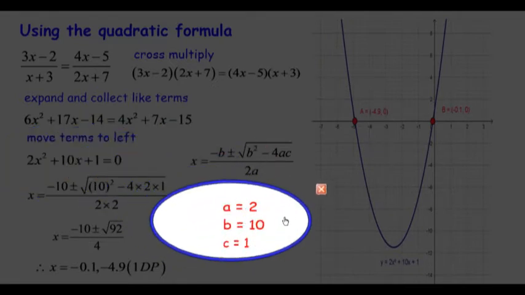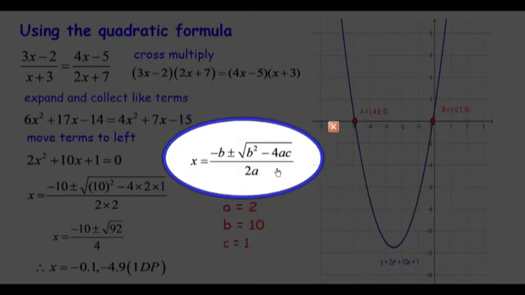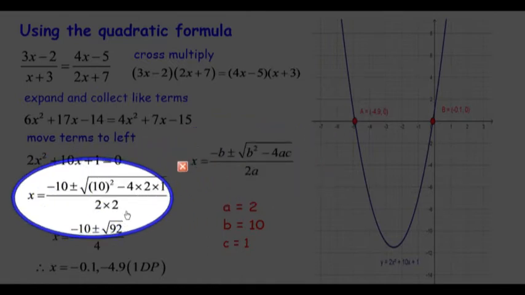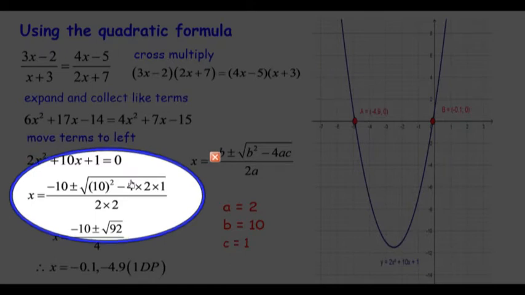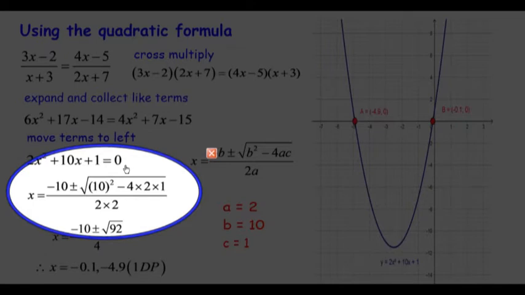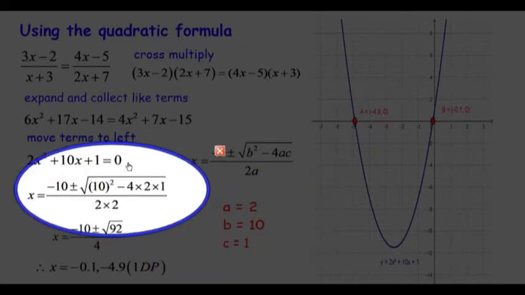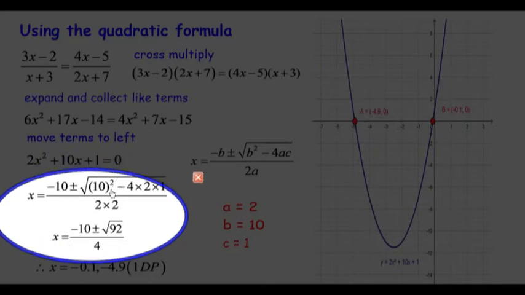And you might remember from before, I just write down what a, b, and c are off to the side somewhere, because we're going to have to substitute them into the formula. Now, let's have a quick look at the substitution. Obviously, it's negative b, and b is 10, so it's minus 10, plus or minus the square root of b squared, so it's 10 squared, minus 4 times a, which was 2, and c, which was 1, so 4 times 2 times 1, which is just 8. So it's 100 minus 8, which is 92.